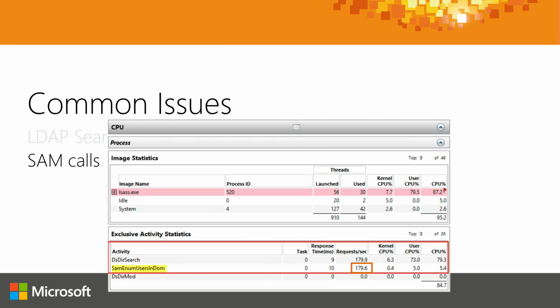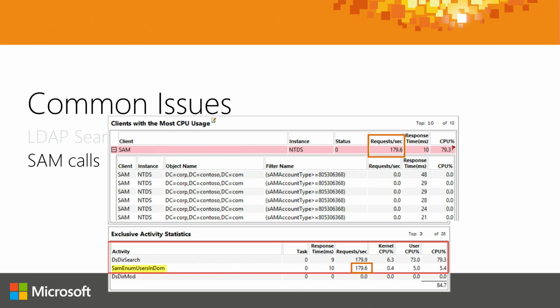And the other common issue is SAM calls, and that's just SAM enumeration. That reveals itself in the report here in the image statistics. You see its CPU. You see what it's working on. It's DS dir search and SAM enum users in domain. You see the requests per second. And you go to the SAM section, clients with the most CPU usage, and you see client equals SAM. Instead of before you saw an IP address, now we see it's an internal caller. It's the security accounts manager. Request per second equals that. So those calls are taking up 79% of the CPU.